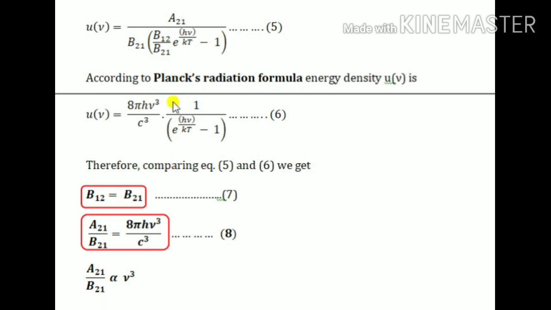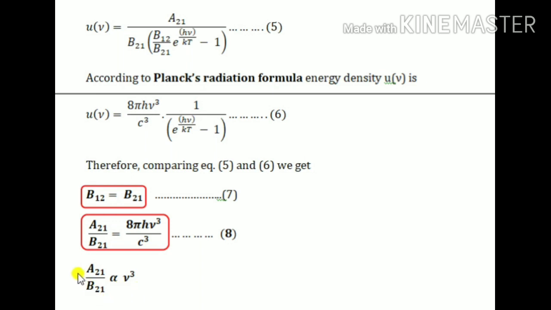B12 upon B21 is equal to 1, meaning B12 equal to B21, and this A21 upon B21 equal to 8 pi h nu cube by c cube, where c is the velocity of light, nu is the frequency of the photon, and h is the Planck constant. So, from this equation 8, we can say that A21 upon B21 is proportional to nu cube.